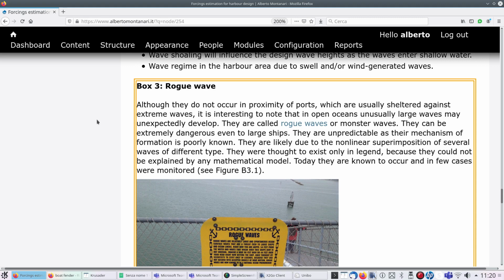I put a box here, which is not really relevant for our conditions, which is explaining an effect that I think it's interesting that you know, that may lead to the formation of rogue waves. Rogue waves are also called monster waves, and they don't occur in proximity of ports, because ports, as I said, are usually sheltered against extreme waves. But it may happen in the open ocean that suddenly an unusually large wave may unexpectedly develop. And this is probably due to the fact that the processes that lead to the formation of these monsters are not completely known. They are probably due to the nonlinear interaction, nonlinear superimposition of several wave trains.